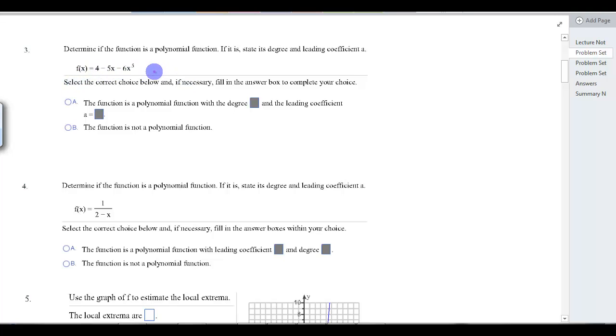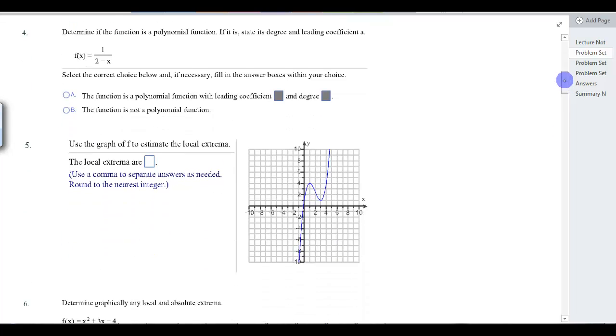How about this one? Absolutely no problem there. It is polynomial. The degree is 5, and the leading coefficient is -6. All right, number 4. When you have an x in the bottom of a fraction, for you to bring it to the top, it would have a negative exponent. So anytime you have x down here, it's not going to be polynomial.